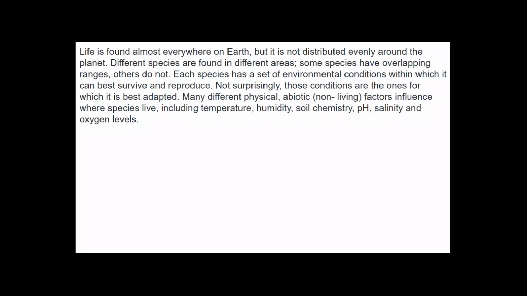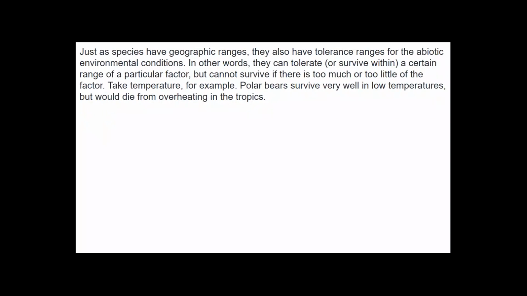For example, prey are going to be affected by predators. So if an organism which is a prey can escape, keep away from, or live in an area where the predator isn't found, it will probably do so. So just as species have geographical ranges, they also have tolerance ranges for abiotic environmental conditions. In other words, they can tolerate or survive within a certain range of a particular factor, but cannot survive if there is too much or too little of the factor.